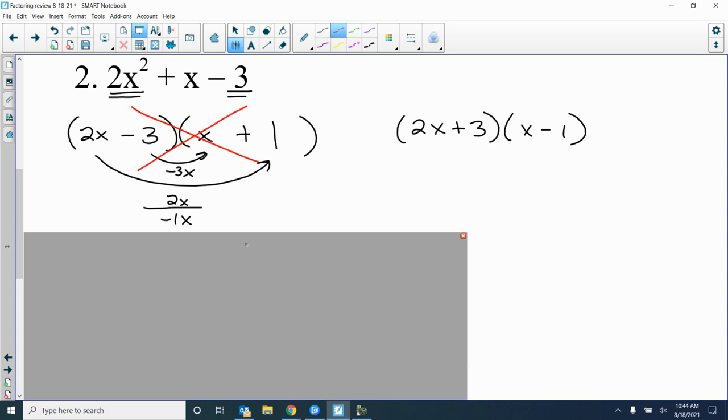If you need to, go ahead and test it. It's going to be right. Some of you will just start doing this in your head. 2x times negative 1 is negative 2x, 3 times x is 3x. It adds up to x. Some of you will write it out.